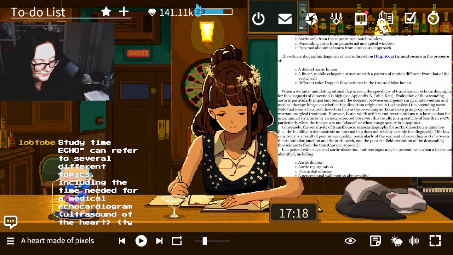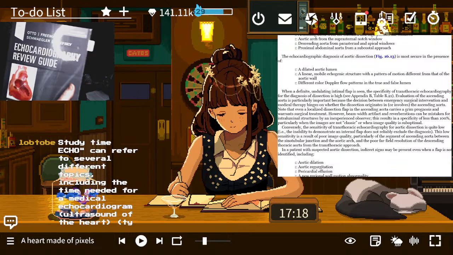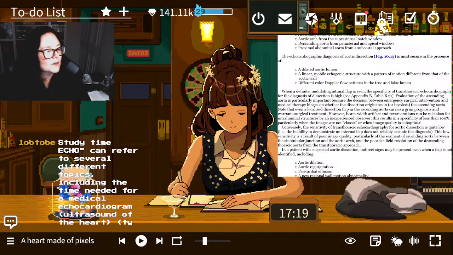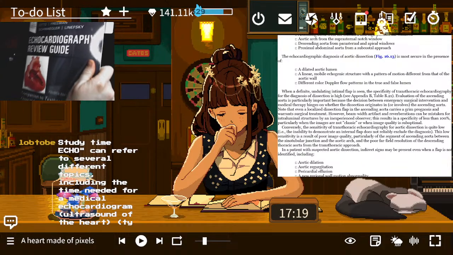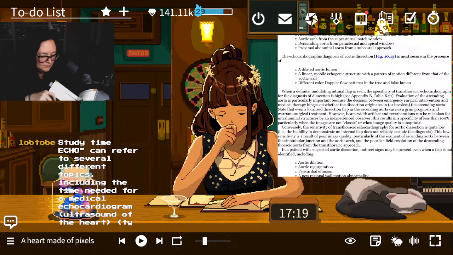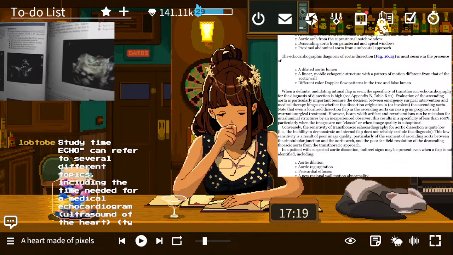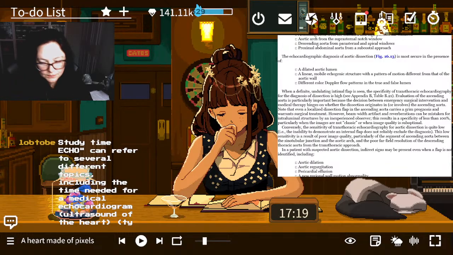Well, this is studying for my echocardiography. I don't know if you can actually see this. Where's my thumbnail? This is what we're doing. And I wish I had these pictures of the questions that I'm working on while I do this, but that's a whole bag of kittens.